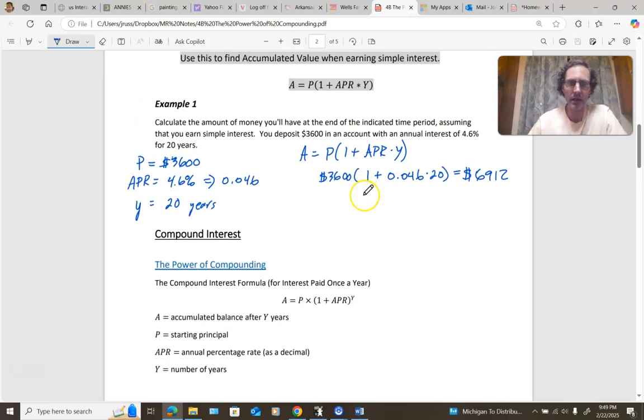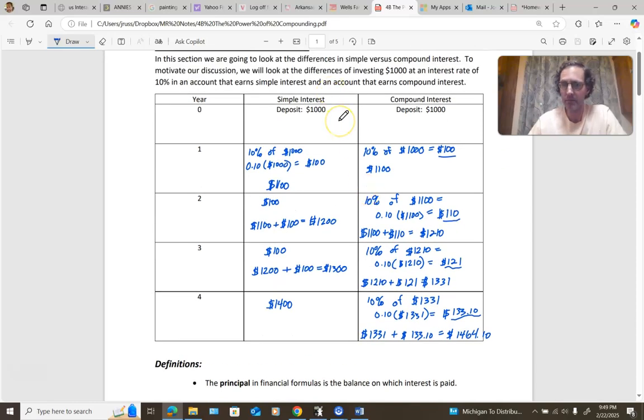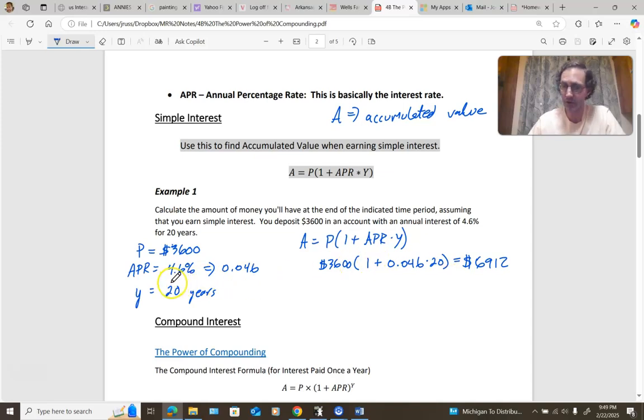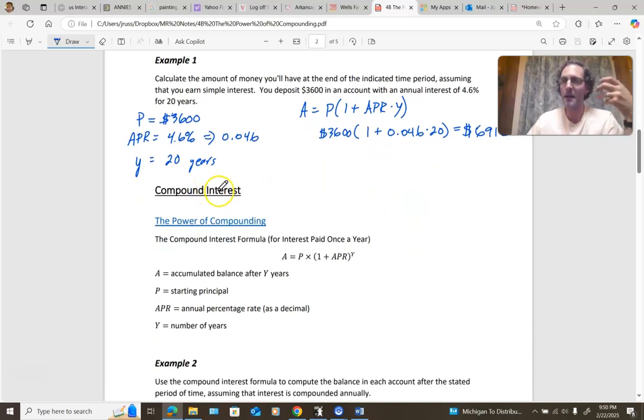So we were talking about the difference between an investment, or a principal or a balance, that earns simple interest versus compound interest. And we had looked at an example in which we calculated the future value of an investment that only earns simple interest over a 20-year period. So we used this formula right here, and we're going to start using formulas to calculate the future value of an investment that earns compound interest.